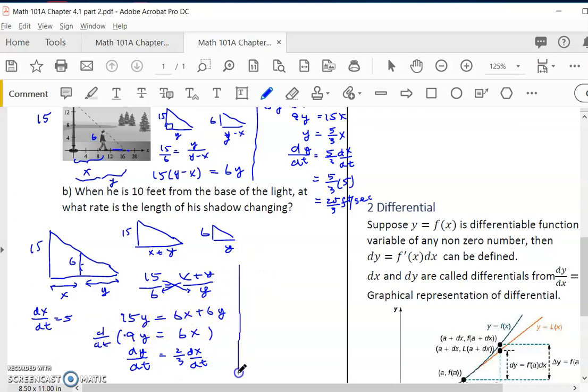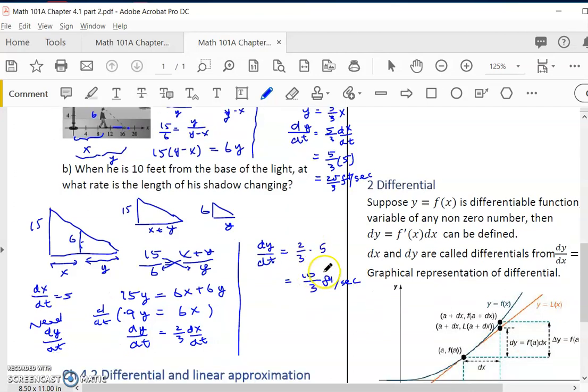So dy/dt, how much the length of the shadow is changing, because the length of the shadow is y, so we need dy/dt. I should have written it down earlier. dy/dt is 2/3 times what dx/dt was. It was 5 from before. So it's 10 over 3 feet per second. So it's changing, but every second is 10 over 3 feet. Okay, so that's the shadow problem.